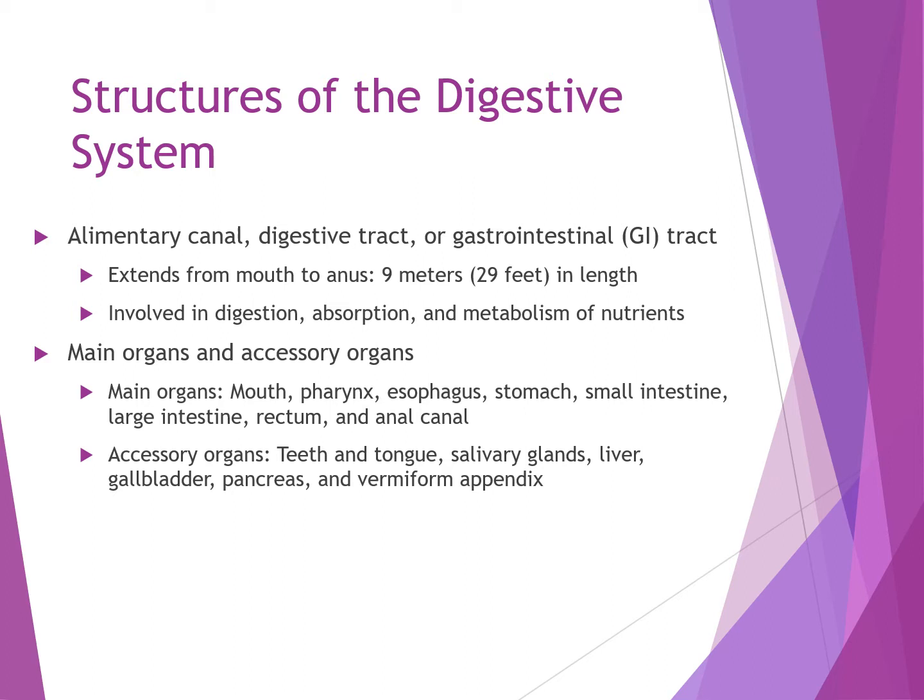If you think about the main organs, it's all of the organs that food passes through on its journey of digestion. And then the accessory organs include the teeth and tongue, the salivary glands, liver, gallbladder, pancreas, and appendix. We're going to talk about each of these in detail.